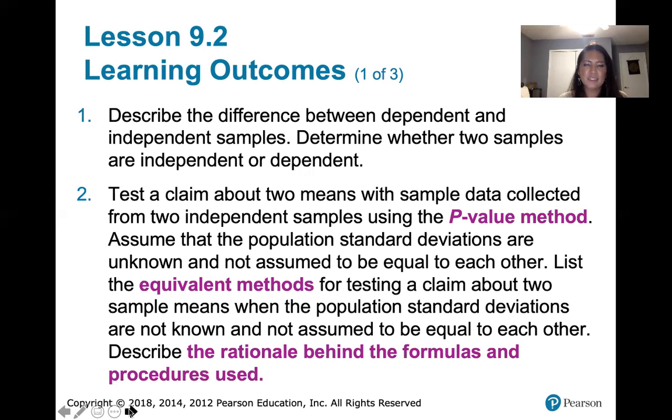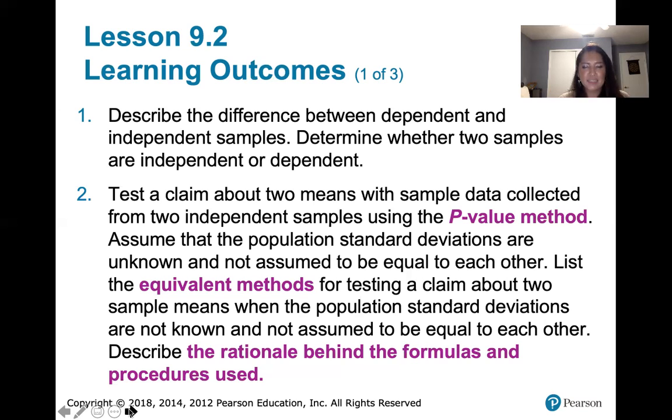Now, our next learning outcome deals with the rationale behind the formulas and procedures used for the p-value method, the critical value method, and the confidence interval method. We discuss all 3 of those and the rationale behind them, which has to do with the sampling distribution of a sample mean, and then how that translates to a situation when you're interested in the distribution of a difference between two sample means. So everything is based on this understanding of the distribution of the difference between two sample means. We're going to cover that and talk about that in this video when we study this learning outcome.